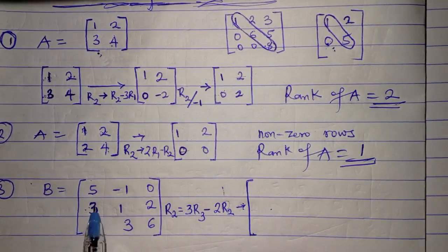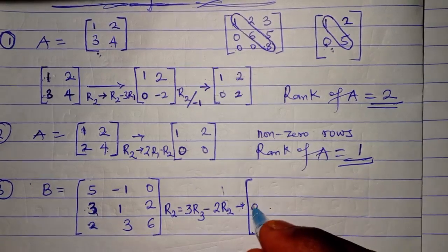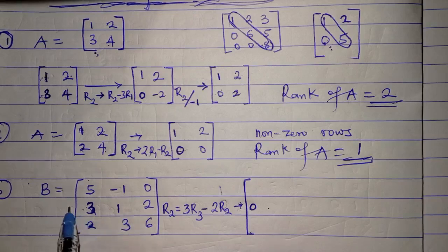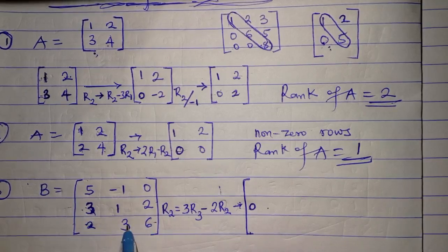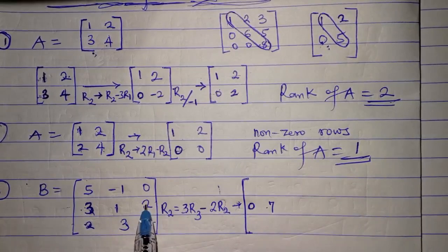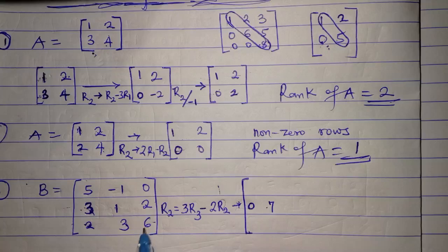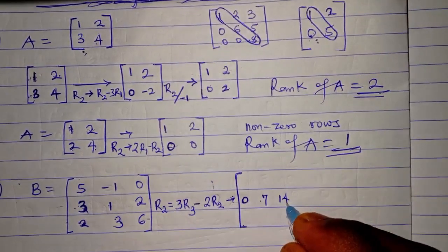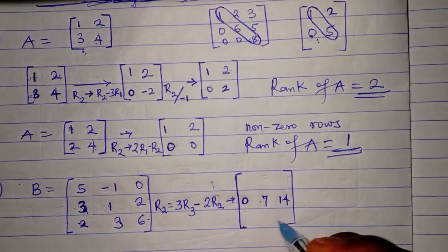Times this by 3 is 6. Times this by 2, that's 6. 6 minus 6 is 0. Times this by 3, that's 9. Times this by 2, we are multiplying the entire row 2 by 2 and the entire row 3 by 3. 3 times 3 is 9, 2 times 1 is 2, 9 minus 2 is 7. Times this by 2, that's 4. Times 3, that's 18. 18 minus 4 is 14. You get the point? So all other rows remain.